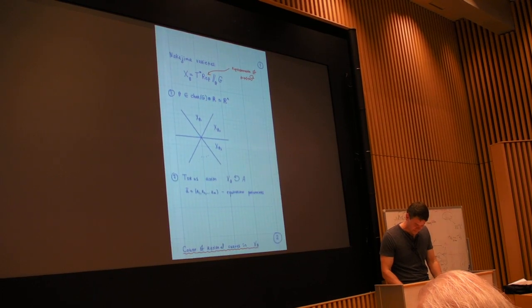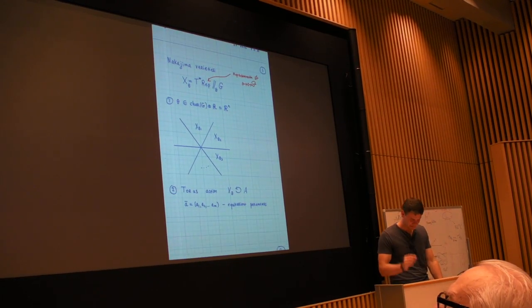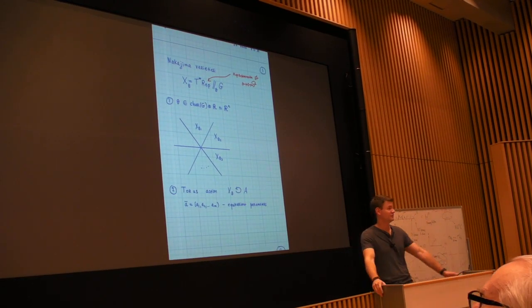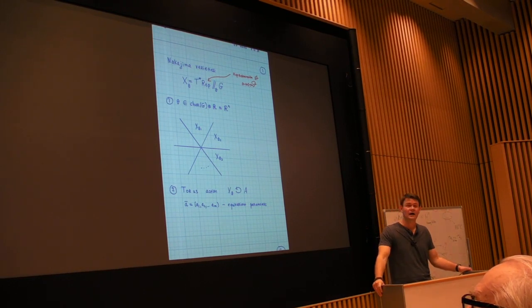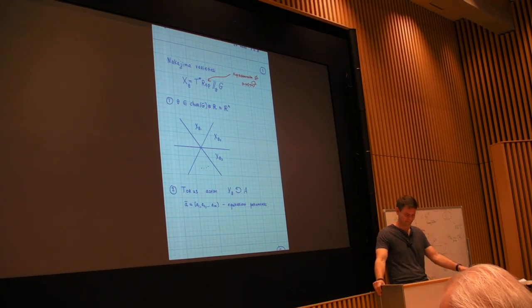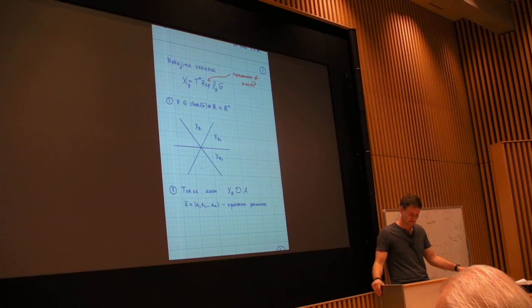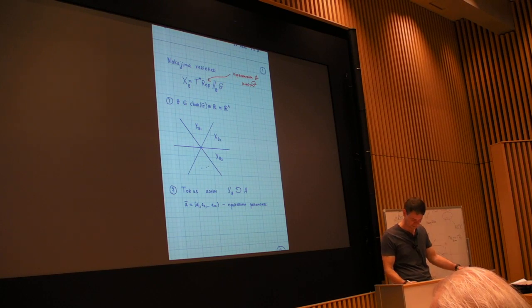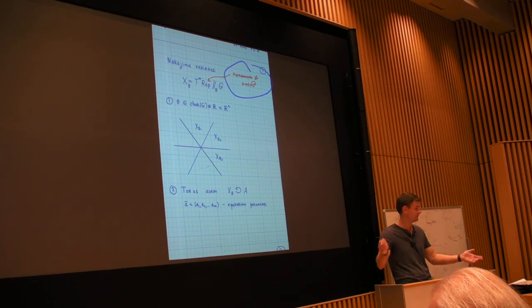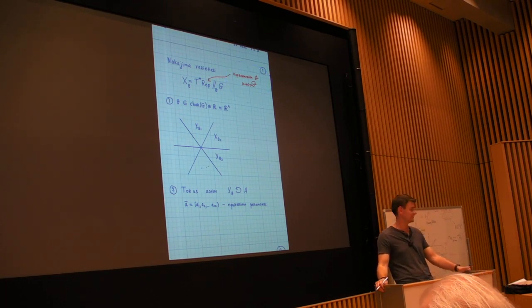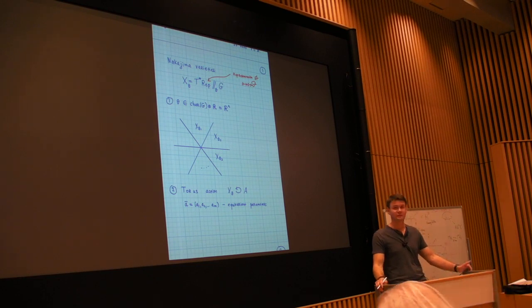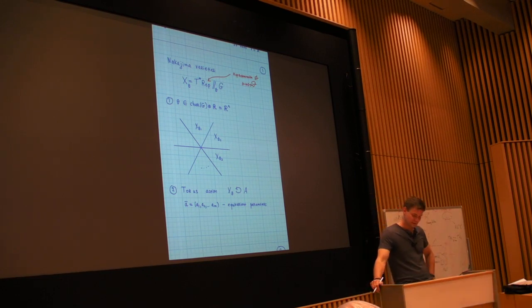All right, so let me switch to the general situation. So the general situation is the following. Let's say I have some Nakajima variety. By definition, this is a GIT quotient of a vector space. This vector space is a representation of some quiver. So you take a quiver, a representation, and the GIT quotient. The GIT quotient depends on a choice of character, which is called the stability parameter.